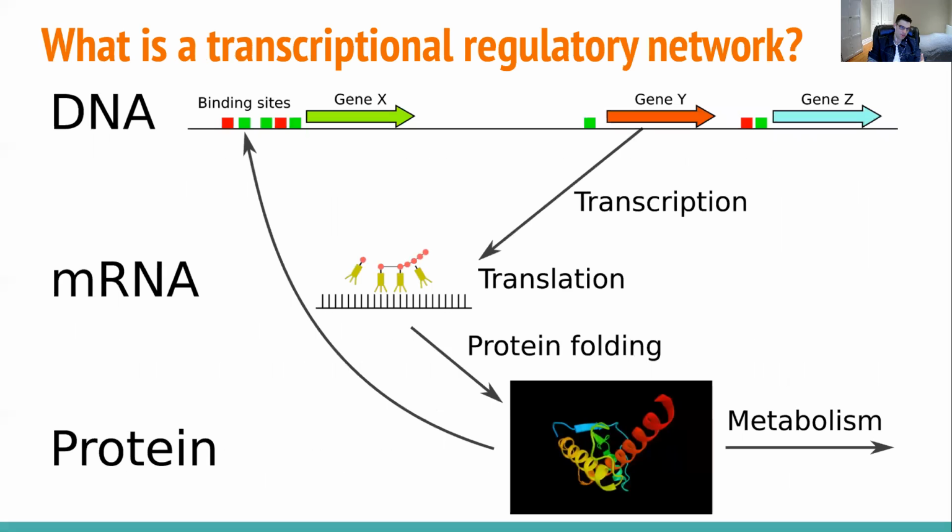The first slide on the methods is on what a transcriptional regulatory network is. There is a DNA sequence, and the DNA sequence is there to encode genes. Let's consider how gene Y is producing the protein that it encodes. Genes are there to code the proteins. So for gene Y, the DNA opens up like this, and then the sequence is copied.